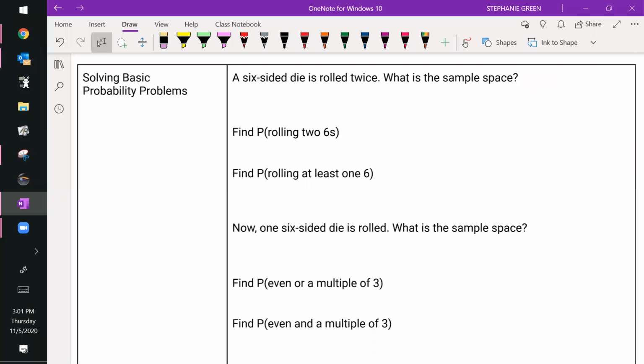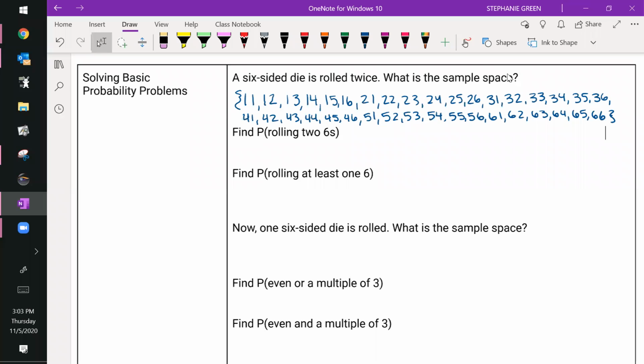So let's look at solving some basic probability problems in this section. First thing, it says a 6-sided die is rolled twice. What is the sample space? If I roll a 6-sided die, I could get a 1 the first time and a 1 the second time. Or I could get a 1 and then a 2, or a 1 and then a 3, a 1 and a 4, a 1 and a 5, or a 1 and a 6. Or I could get a 2 and a 1, a 2 and a 2, a 2 and a 3, a 2 and a 4, a 2 and a 5, or a 2 and a 6.